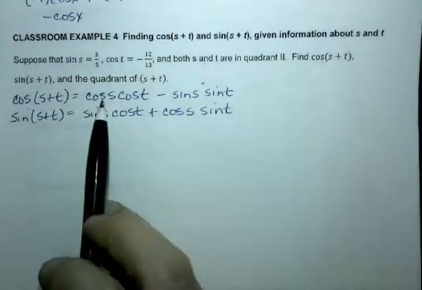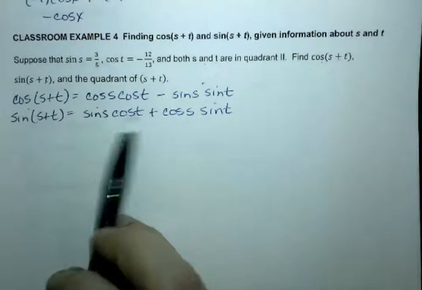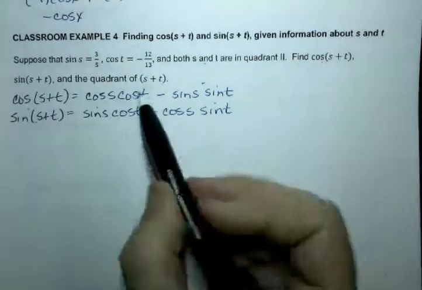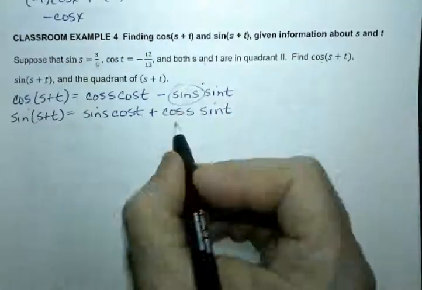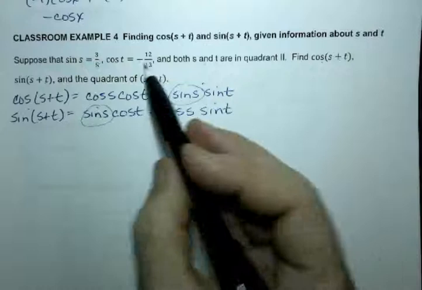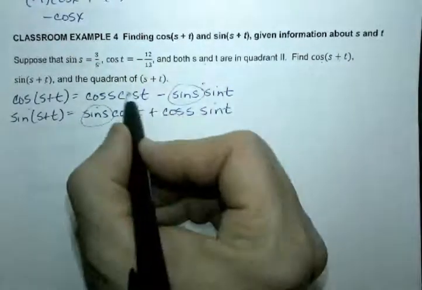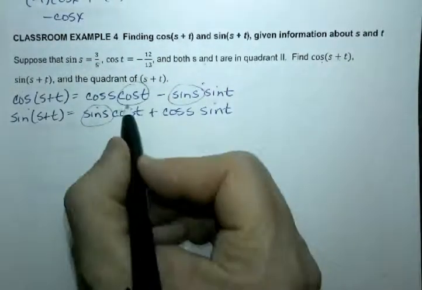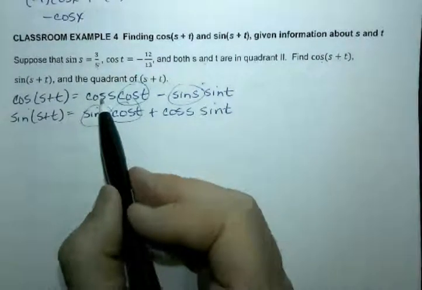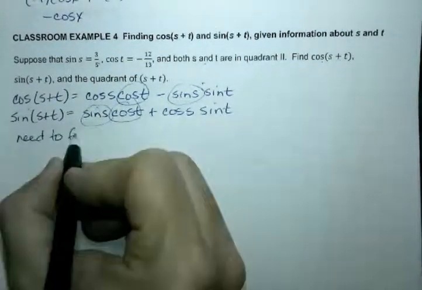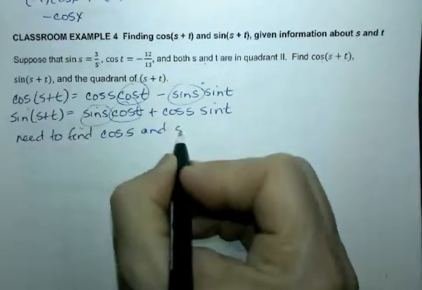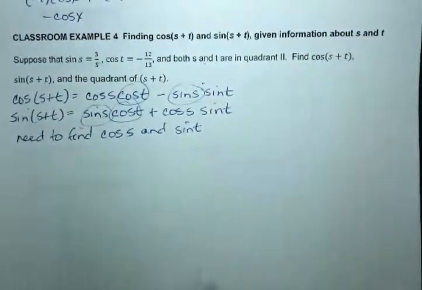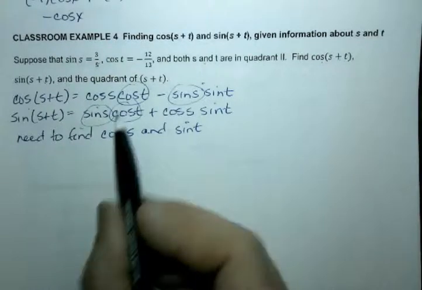What we want to know is whether we have all the values that we need to find both of these. So what we have is the sine of s, so we've got that one, and we've got the cosine of t, so we've got that one. What we don't know is the cosine of s or the sine of t. We need to find the cosine of s and the sine of t. That way we'll have all the values that we need to plug into those two. For both of these, we have the value of the other function.